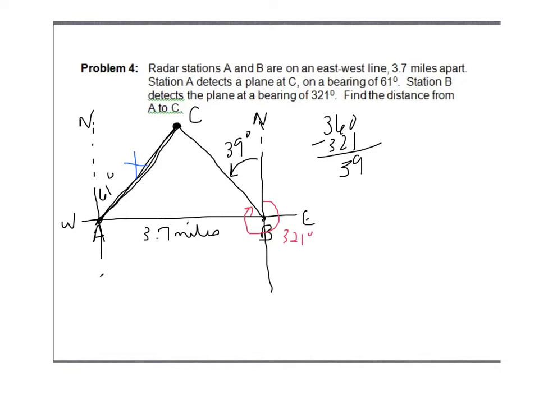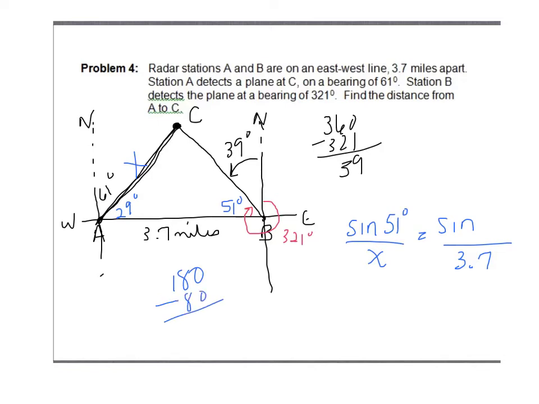I have the sine of, what did we decide this was? 51. And we decided this was 29. Okay, so the sine of 51 degrees over x is the sine of something over 3.7. So I have 180 minus 80. That's what it looks like to me. So 100. So the sine of 100 degrees. And x will be 2.92 miles.